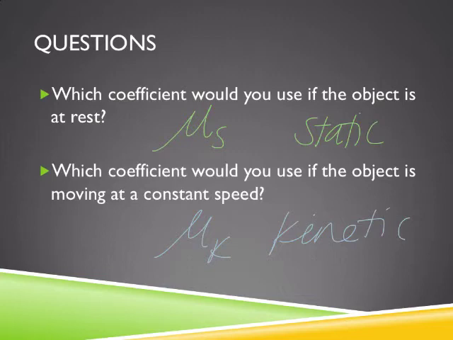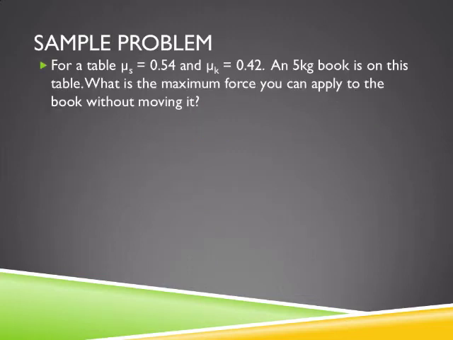Alright, so let's apply this to some problems, get some practice. You'll note that in this problem, for a table, you have both coefficients. So I expect you to choose the right one. So remember, the S stands for static, that's when it's at rest. The K stands for kinetic, that's when it's moving. So we have two coefficients. We have a mass.